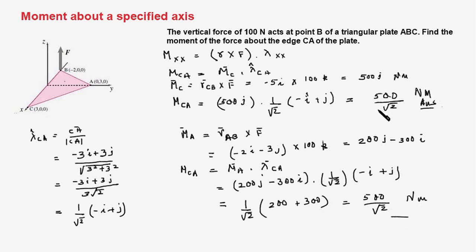So this indicates that we can choose any point on the line CA, compute the moment of the force about that point, and then take its projection along the line CA. Although the moments about these 2 points are different, in one case it is 500 J, in another case it is 200 J minus 300 I, but the projection of both these moments MC and MA along the line CA is the same, which is 500 upon square root 2. In both the cases, the scalar result is the same.